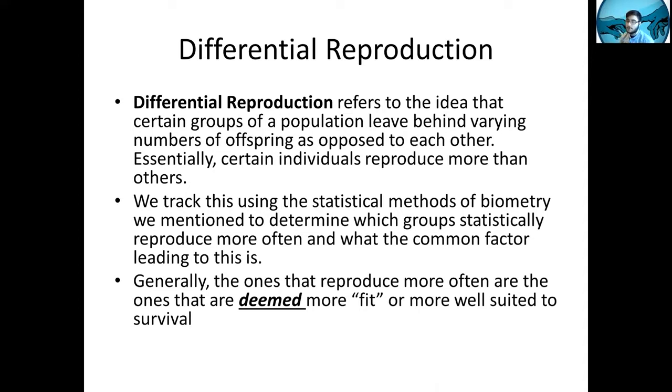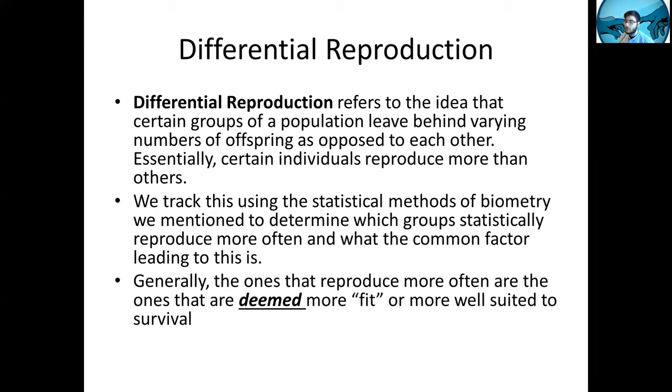So differential reproduction is very important, and it's the idea that certain groups of a population leave behind varying numbers of offspring as opposed to each other. Essentially, in simplified terms, this means certain individuals in a group reproduce more than others. Some people have more kids than others in a population of animals, or actually any kind of organism. This can apply to any type of organism. We track this, again, using the statistical methods of biometry we mentioned, and we determine which groups statistically reproduce more often, what the common factor leading to that is, and we try and figure out why this particular group of people is reproducing more often than their peers.